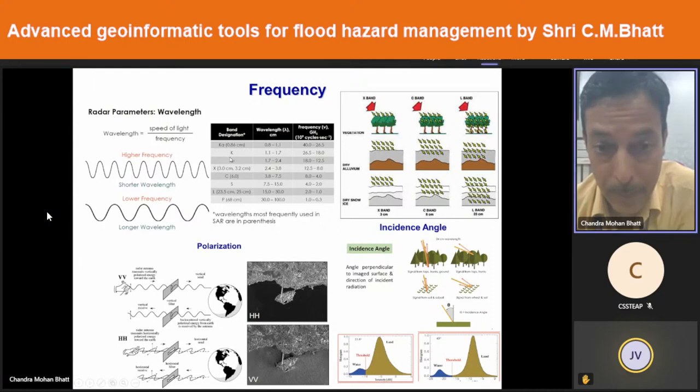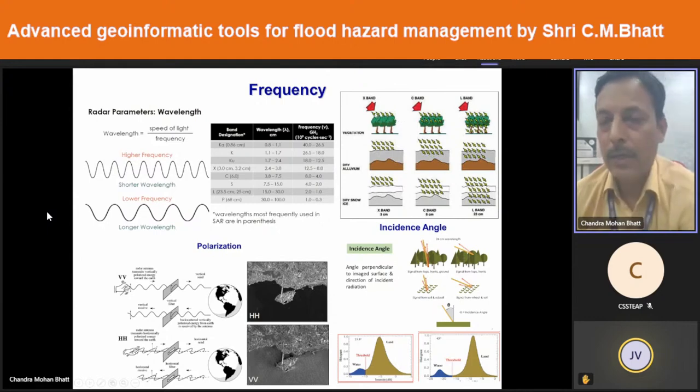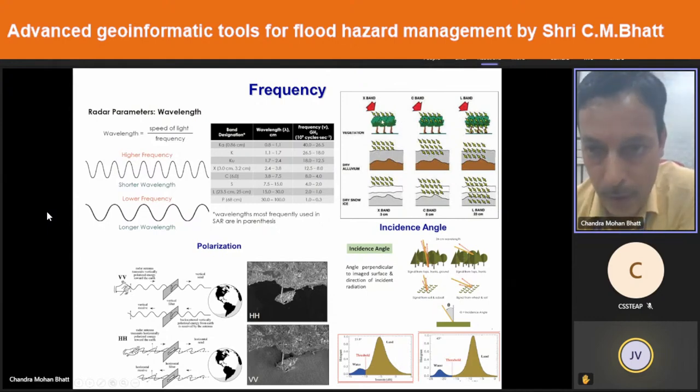So the longer the wavelength, the more penetration it will allow. Like X band has a shorter wavelength, 2.5 to 3.5 centimeters roughly, so it gets reflected from the top of the canopy, whereas C band has 3.5 to 7.5 and has a little more penetration. L band is longer, 15 to 30 centimeters, so it can penetrate the canopy more and reach the ground. So longer the wavelength, there will be more penetration. So we have to see what kind of frequency the data is being acquired in depending upon our application.